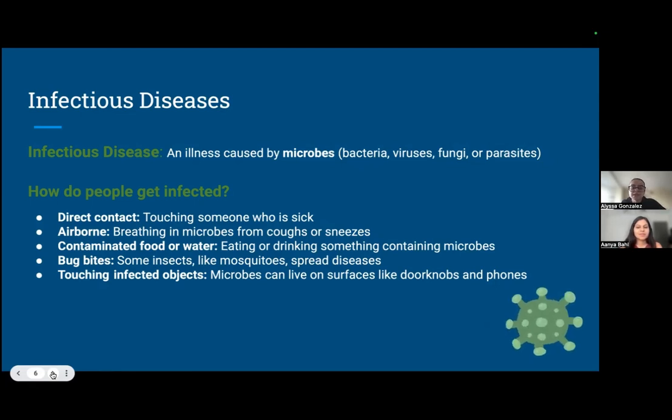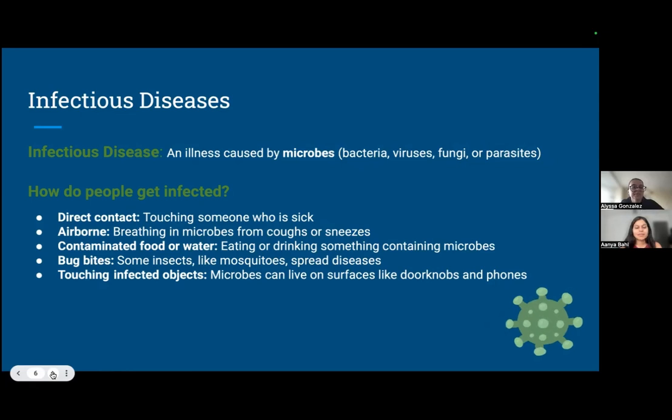There can be contaminated food or water, and if you eat or drink this and ingest microbes, then that can get you sick sometimes. Microbes can also spread via bug bites, so mosquitoes often spread a lot of diseases. Or you can touch infected objects. So some of the microbes can live on surfaces like doorknobs and phones. You touch them, then you touch your face or some other way that they get into your body and you can get sick.